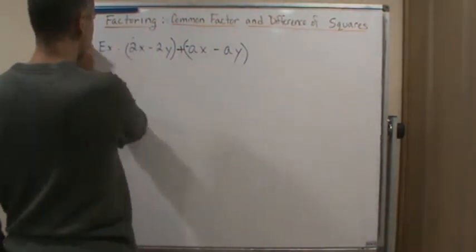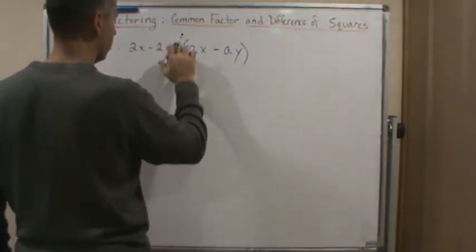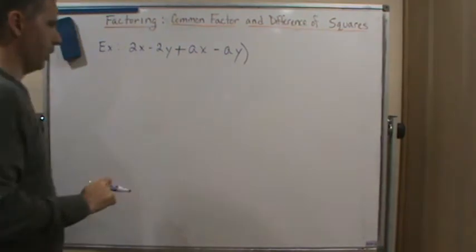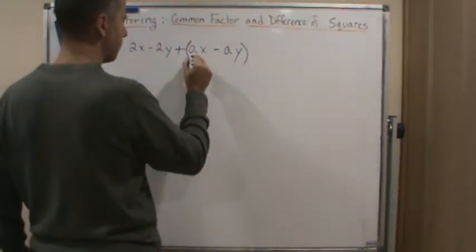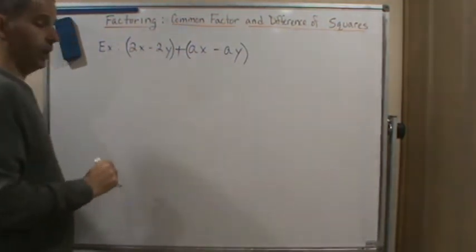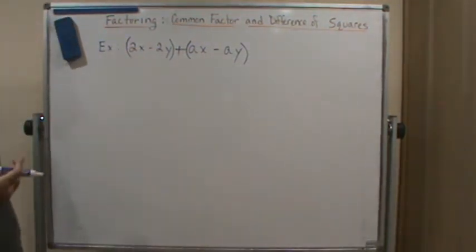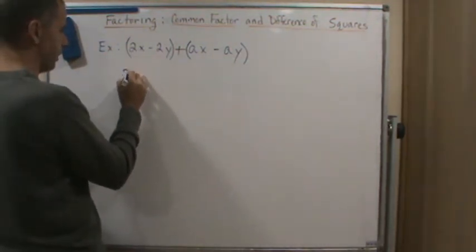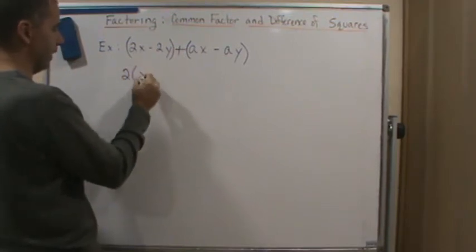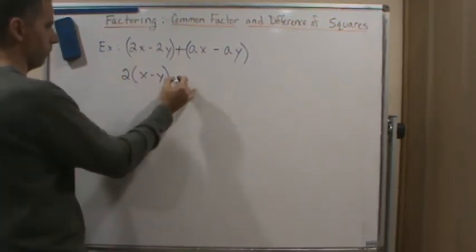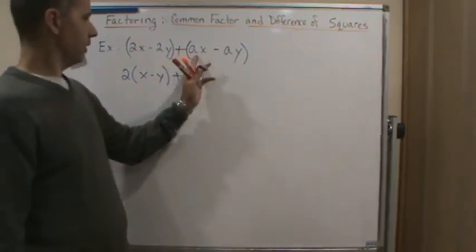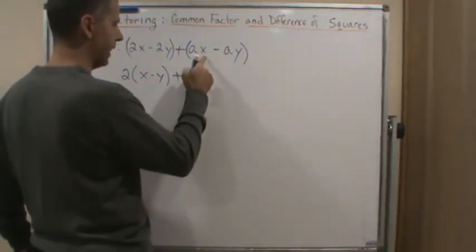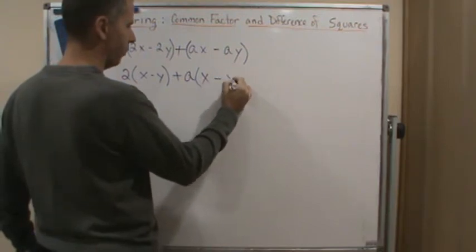So let's go back to the way it was. The first step is to group these together so that each one has a common factor, and then factor out that common factor. The common factor here is 2. So I'm going to factor out the 2 and that leaves behind x minus y. Now I'm going to factor out the common factor here, which is a. And what does that leave behind? It leaves behind an x and a y.